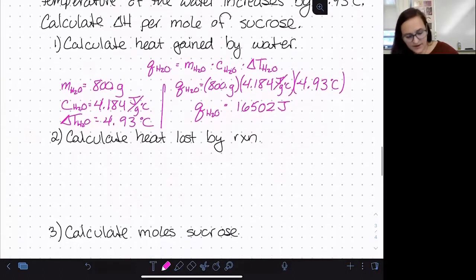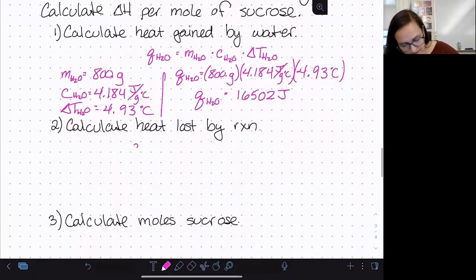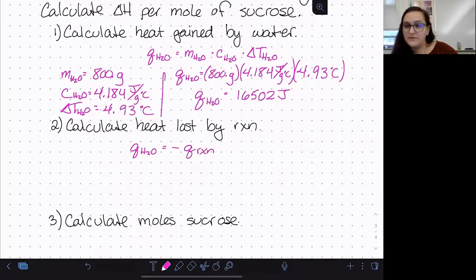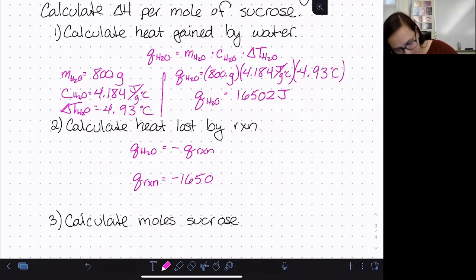We know that any heat gained by the water must have been lost by the reactant molecules, by the reaction itself. So if the water gained 16,502 joules of heat, the reaction lost those 16,502 joules of heat. So our heat change for the reaction is negative 16,502 joules.